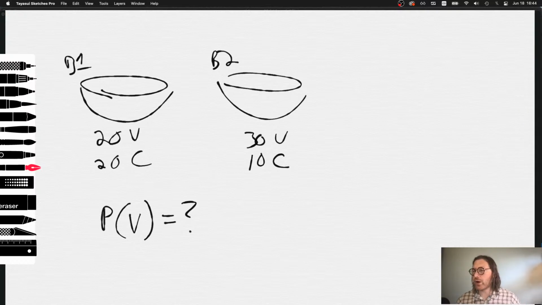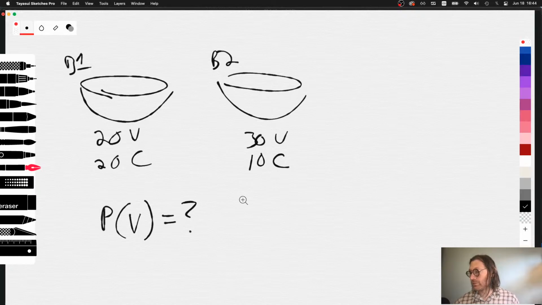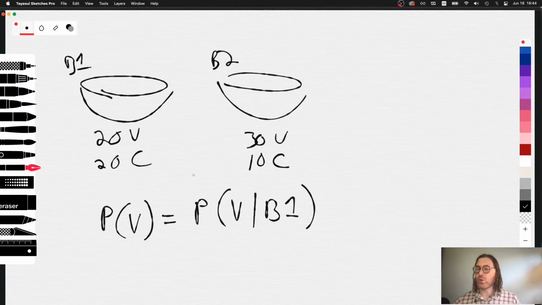If we want to figure that out, there are a couple ways we could do it in this case, but the way we should do it is through the lens of total probability. So we're going to look at how many vanilla cookies are in bowl 1. We're going to do that. We're going to look at how many vanilla cookies are in bowl 1. And then we want to look at the probability of choosing bowl 1.